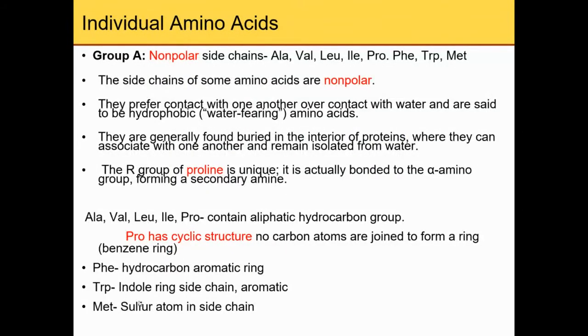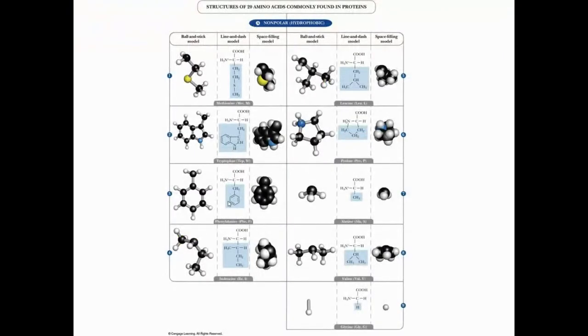And the methionine has a sulfur atom in the side chain, and tryptophan has an indole ring. And the methionine, the sulfur, is very special. It's one of the only two that has a sulfur in their structure, right? So this is sulfur. The other one is cysteine. Cysteine can contribute to the disulfide bond that can stabilize the protein structure.